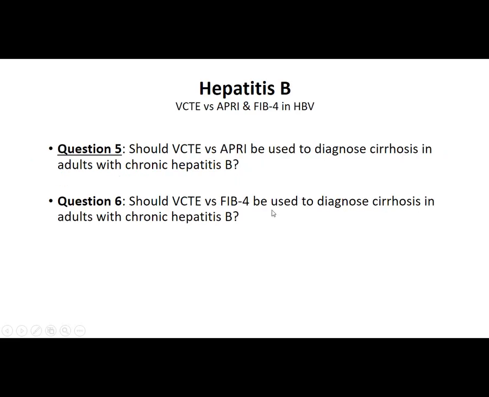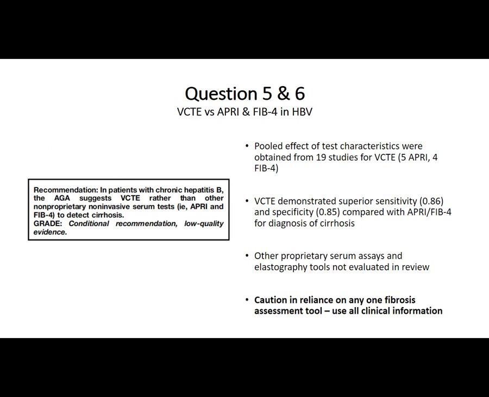Okay, hepatitis B. The evidence here starts to thin out a little bit as we get further along in the deck. So can you use it to diagnose cirrhosis in adults with chronic hepatitis B? The recommendation is, in patients with chronic hepatitis B, the AGA suggests VCTE rather than other non-proprietary, non-invasive serum tests, that is APRI and FIB4. And this is a conditional recommendation with low quality evidence.